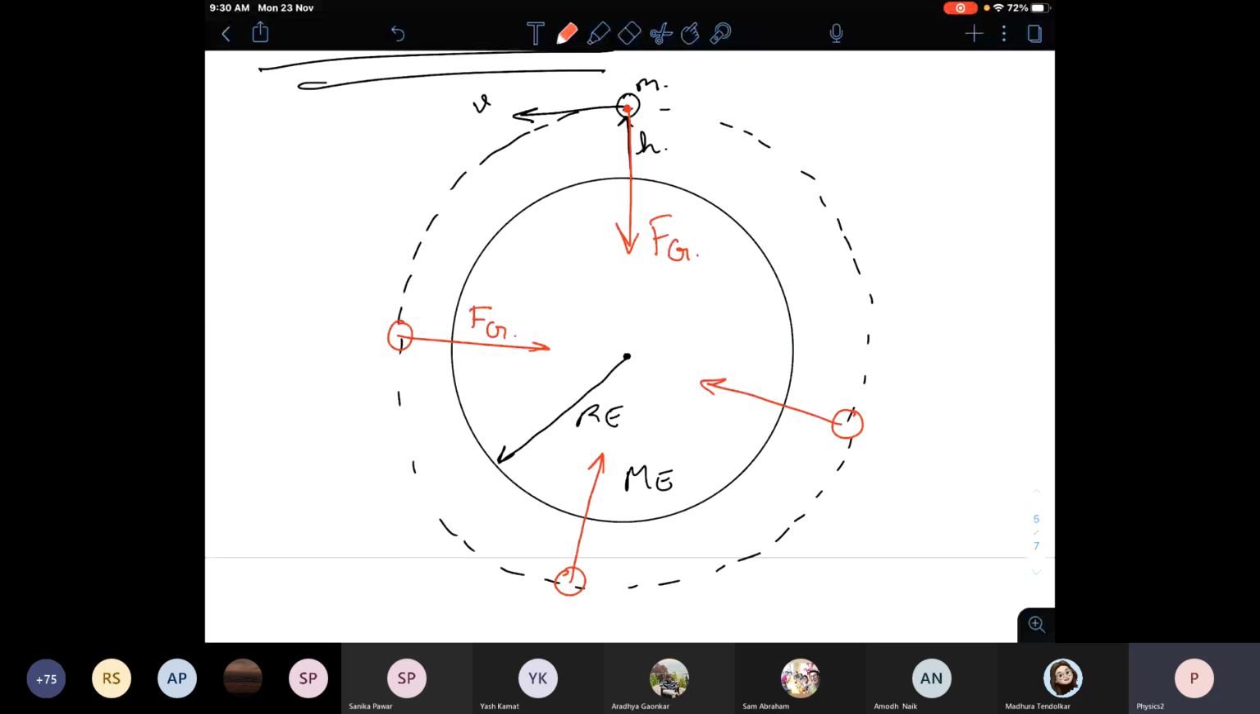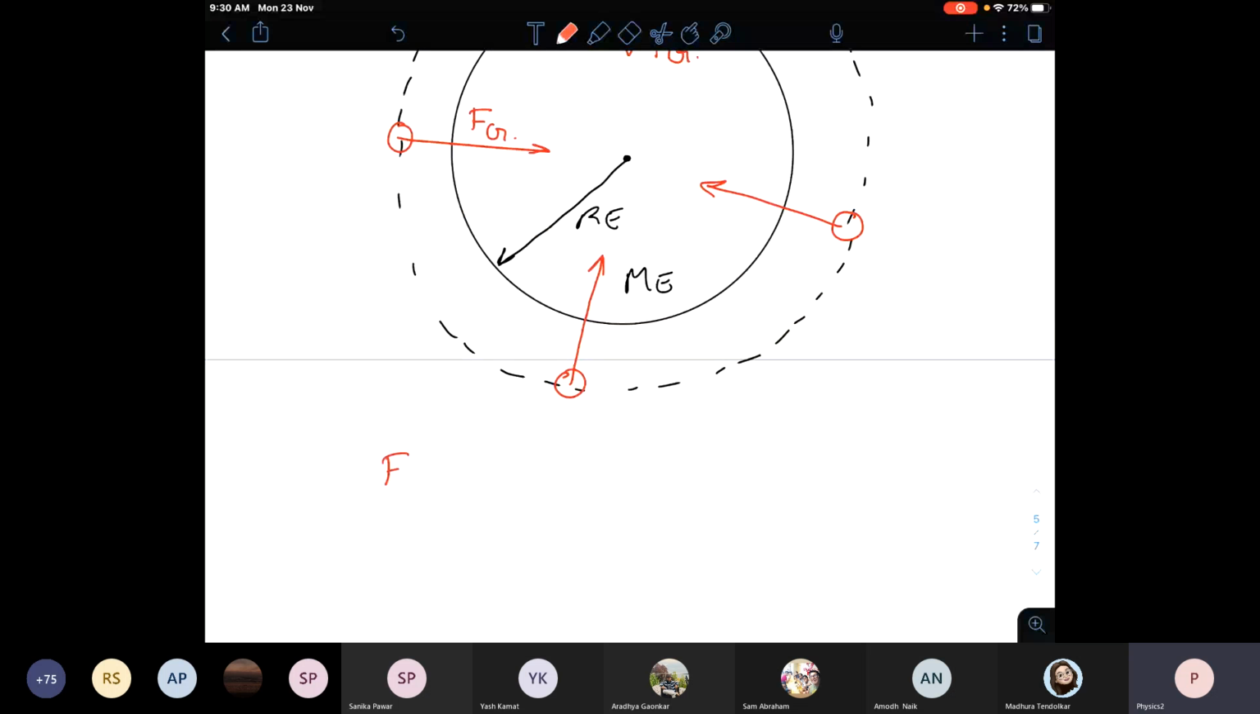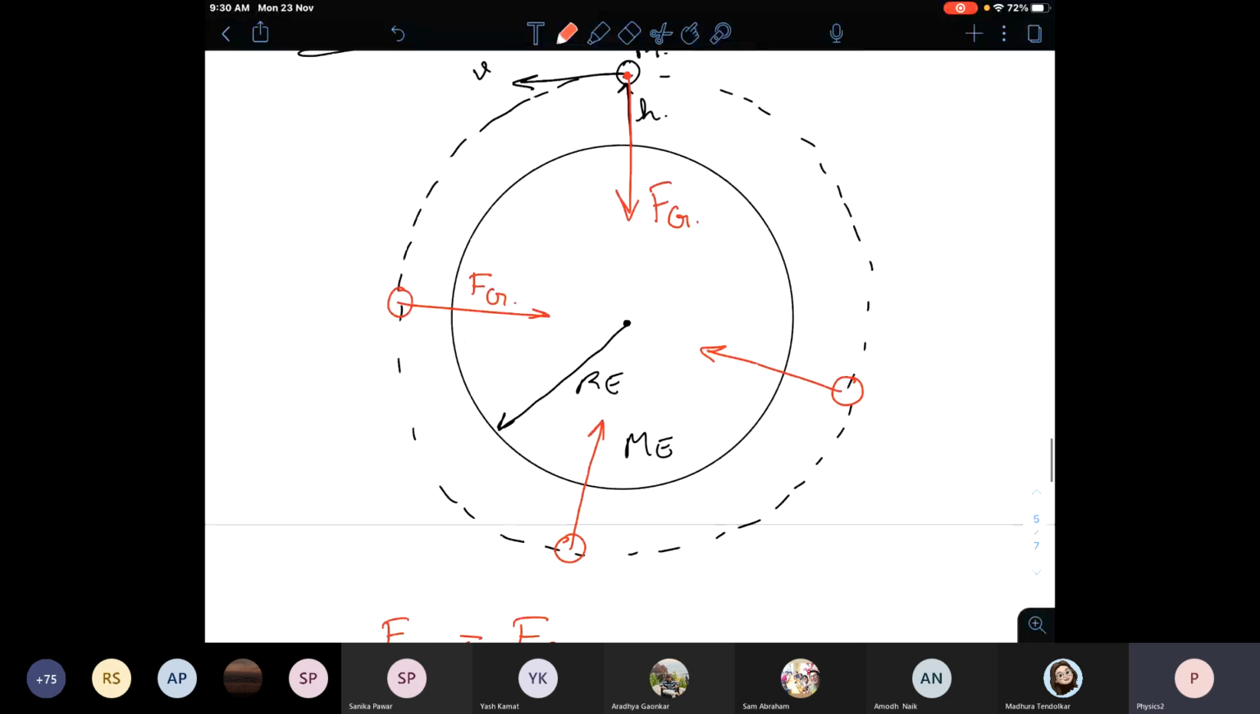So if this gravitational force is always directed towards the center of the circular motion, I can say that the gravitational force on the satellite is equal to the centripetal force of the circular motion. Why? Because it is always directed towards the center of the circular motion, that is the center of the Earth.